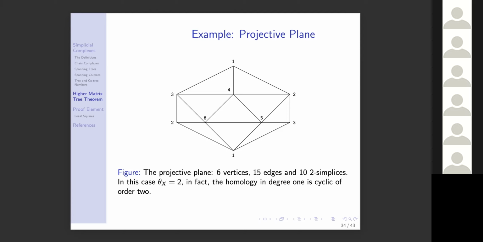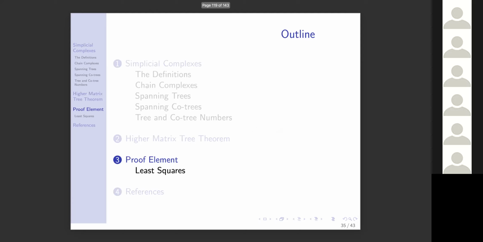torsion, there's torsion. The homology in degree 1 of the projective plane with integer coefficients is cyclic of order 2. That's what this is saying. So you can get torsion, so you get fractions in the answer possibly for the determinant of this Laplacian, it's potentially the case.